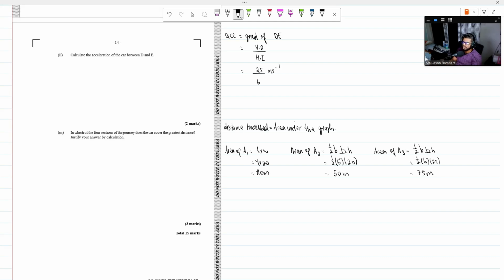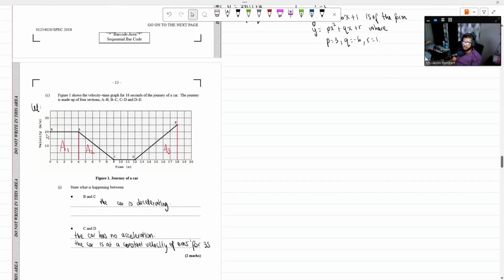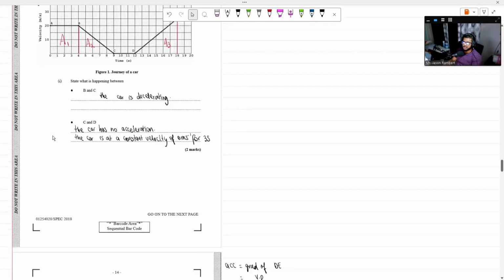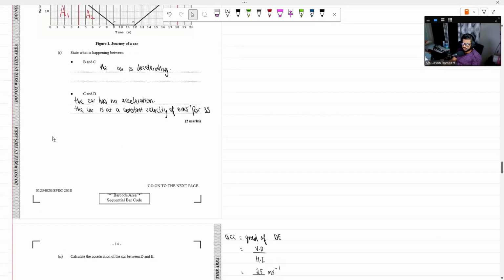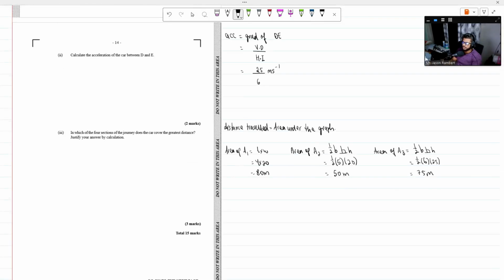Good. So A1 is where he covered the most distance. The section A to B, so you can say, therefore, during A to B, the car covered the most distance. And that's it for number 4.